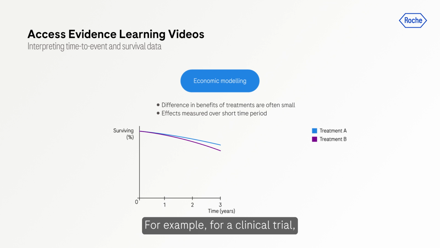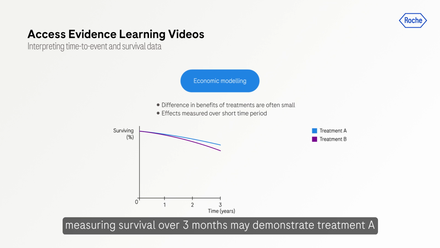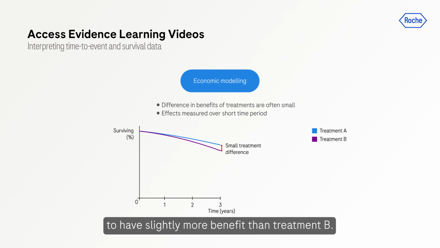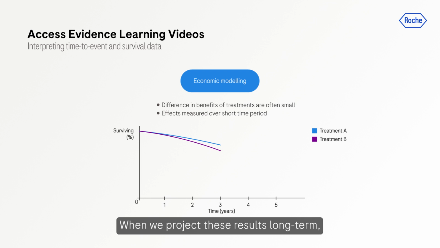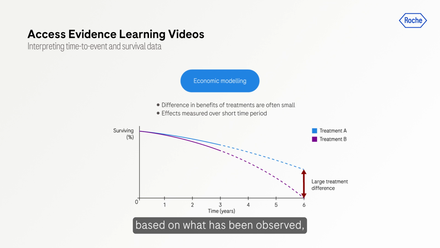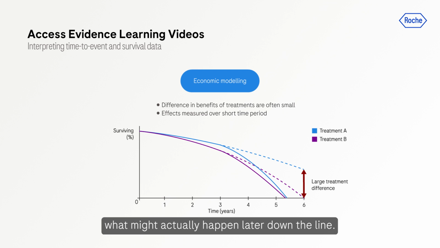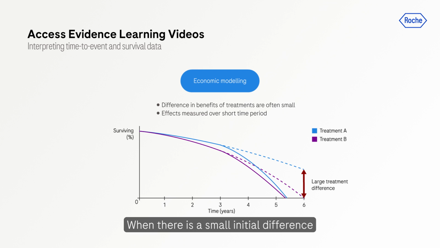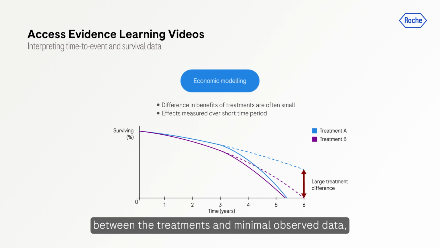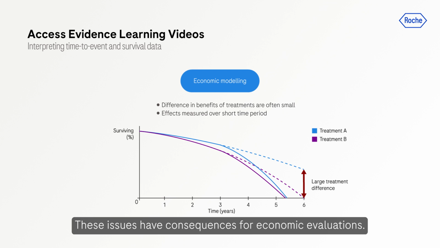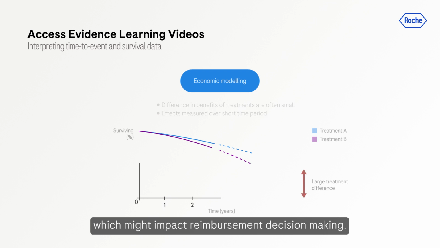For example, for a clinical trial, measuring survival over 3 months may demonstrate treatment A to have slightly more benefit than treatment B. When we project these results long-term, based on what has been observed, the treatment difference may appear to be much greater. If the results from the original trial were uncertain, we risk diverging away from what might actually happen later down the line. When there is a small initial difference between the treatments and minimal observed data, the larger the uncertainty will be in the future. These issues have consequences for economic evaluations. For example, the robustness of analyses results may be reduced, which might impact reimbursement decision-making.